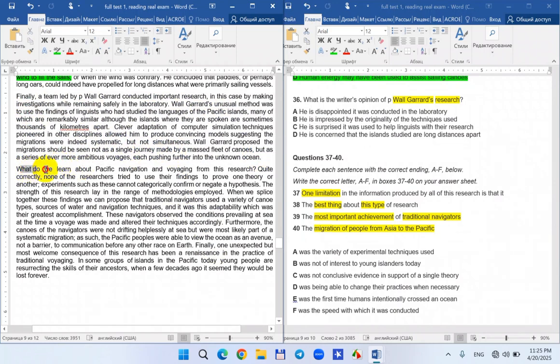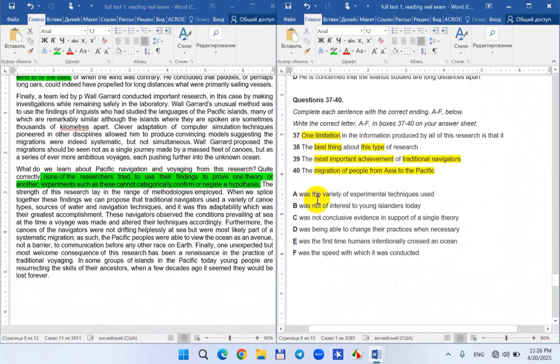Limitation. What do we learn about Pacific navigation from this research? Quite correctly, none of the researchers tried to use their findings to prove one theory or another. Experiments such as this cannot confirm or negate a hypothesis. I think this is a limitation. A limitation is a difficulty. None of the researchers tried to use their findings to prove their theory. This is going to be the limitation.